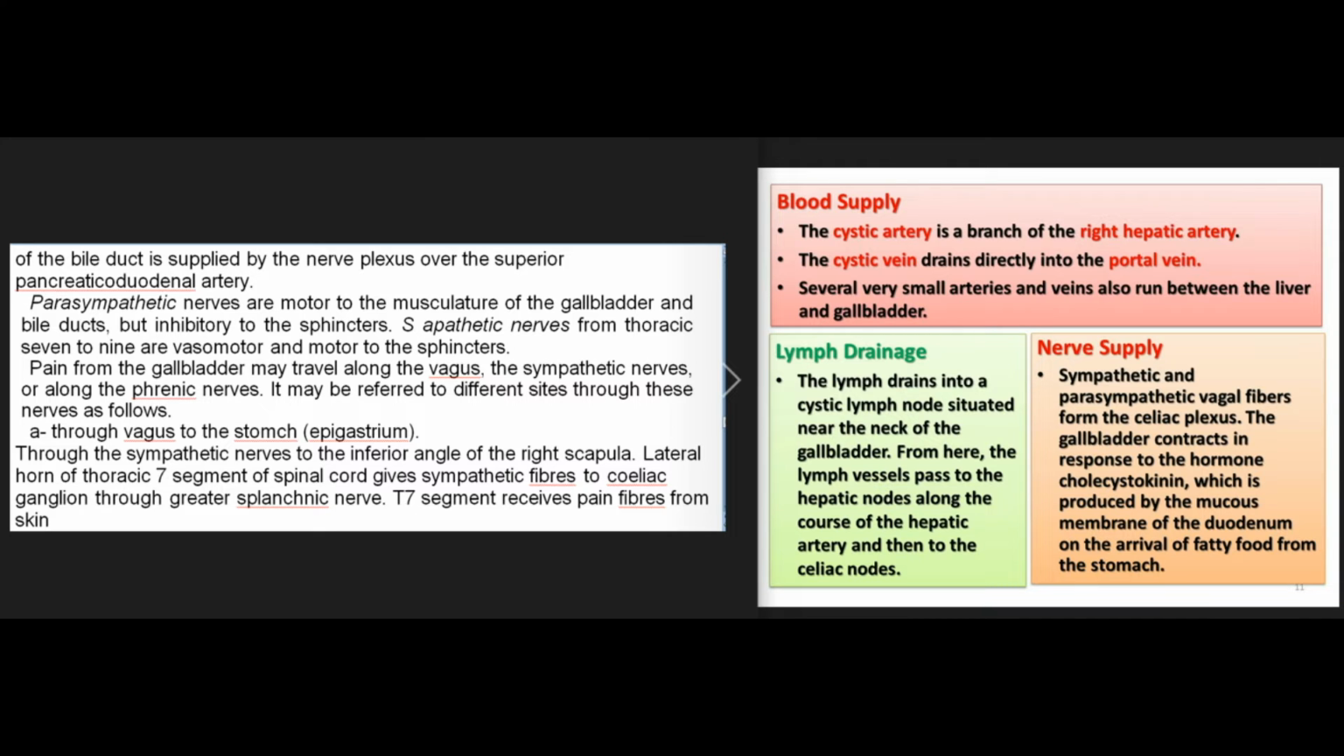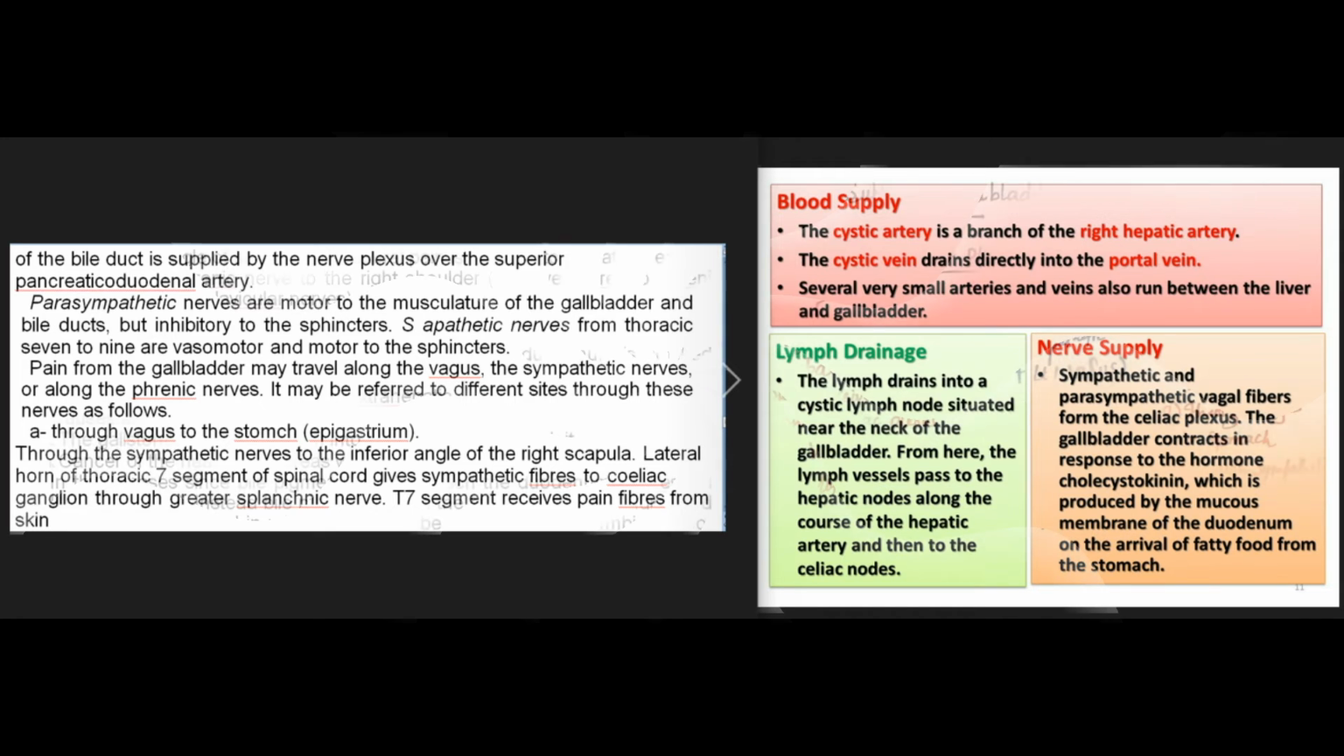Pain from the gallbladder may travel along the vagus, the sympathetic nerves, or along the phrenic nerves. It may be referred to different sites through these nerves as follows. A. Through the vagus to the stomach, epigastrium. B. Through the sympathetic nerves to the inferior angle of the right scapula. Lateral horn of thoracic 7 segment of spinal cord gives sympathetic fibers to the coeliac ganglion through the greater splanchnic nerve.